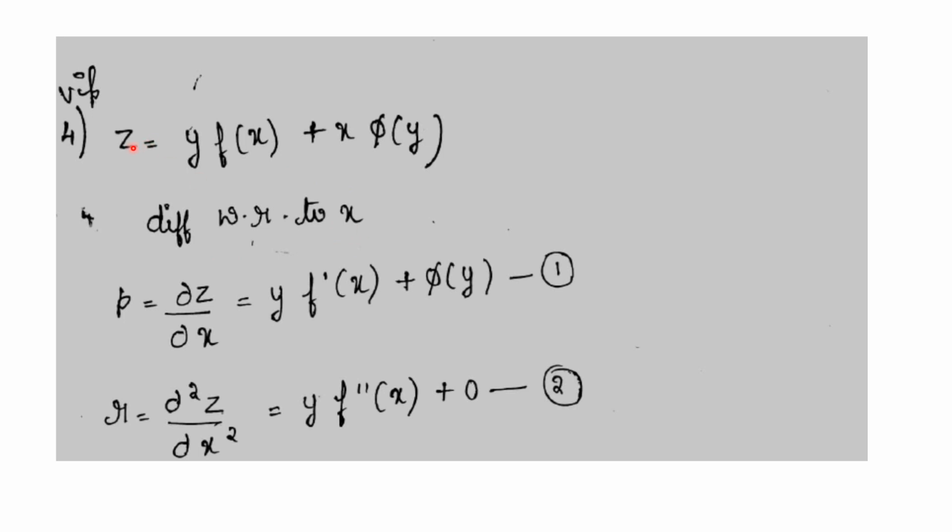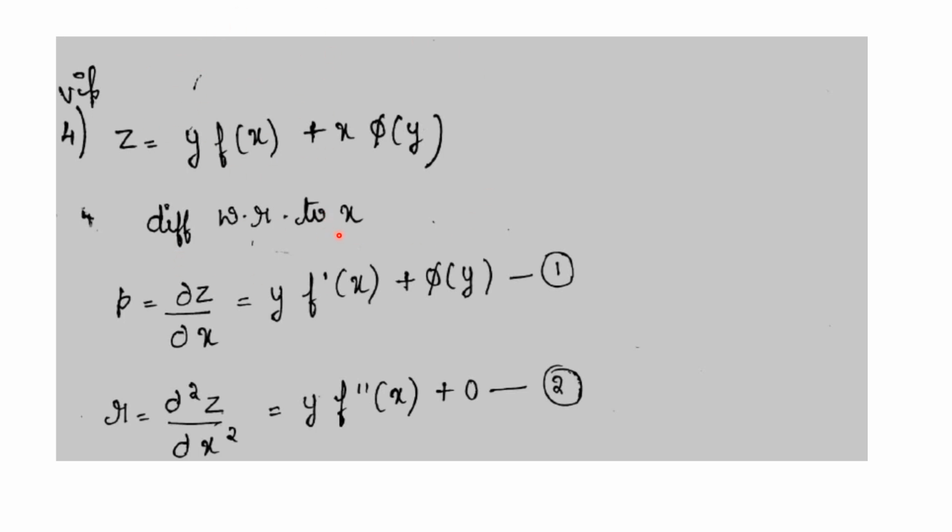So differentiation of z with respect to x is ∂z/∂x equal to y into differentiation of f of x, which is f dash of x, plus differentiation of x with respect to x is 1, so 1 into phi of y. So that is my equation 1. Represent ∂z/∂x equal to p. Next I'll differentiate. I've found just f dash of x. I have to eliminate this f of x now.